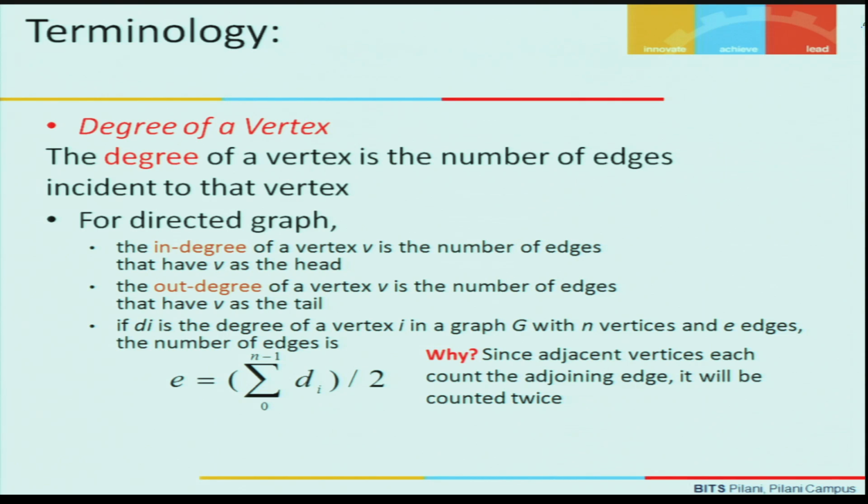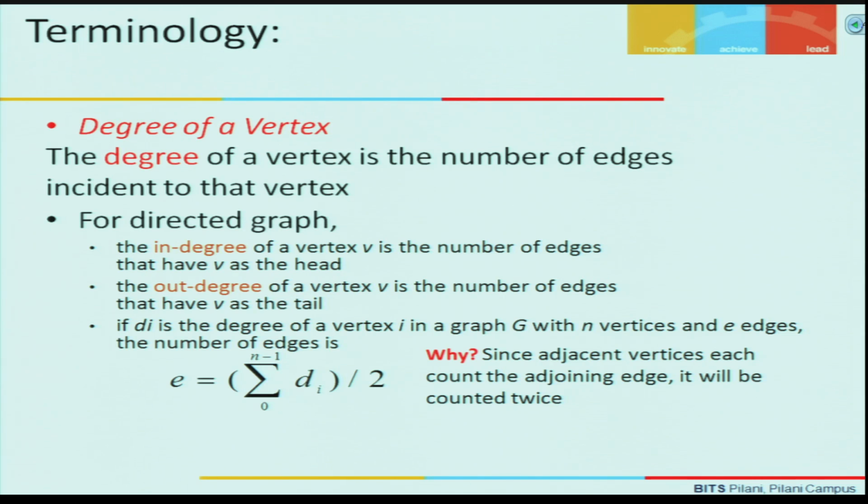It is very easy to prove that if di is the degree of vertex i in a graph G with n vertices and E edges, then E is going to be the sum of all the degrees divided by 2. You are going to divide by 2 because you are going to count an edge twice. So, an edge which is incident on a vertex is going to be counted twice.